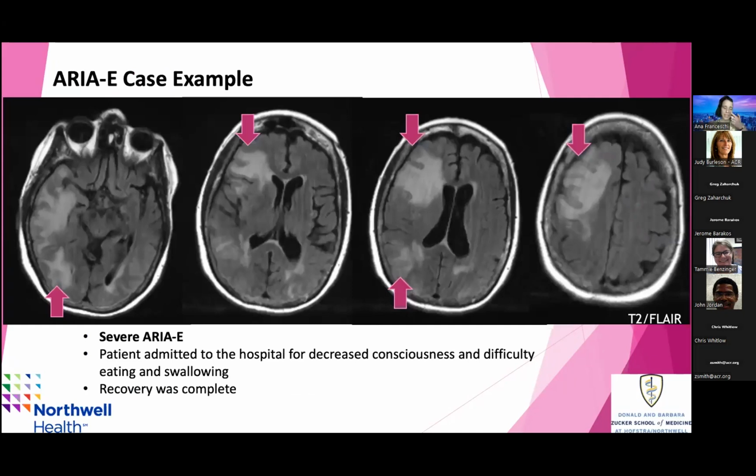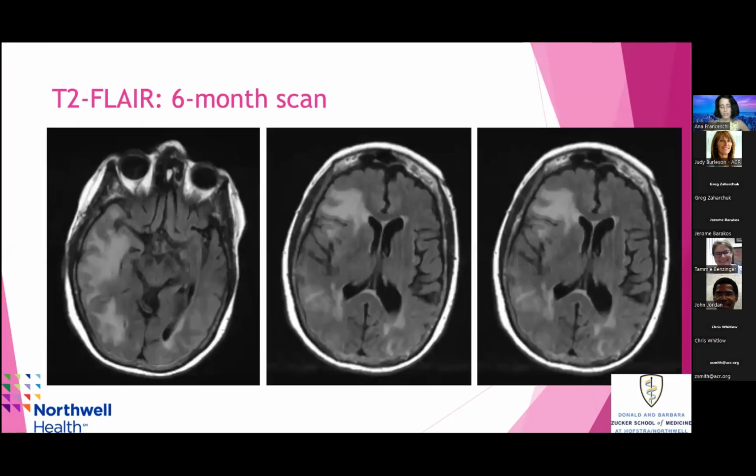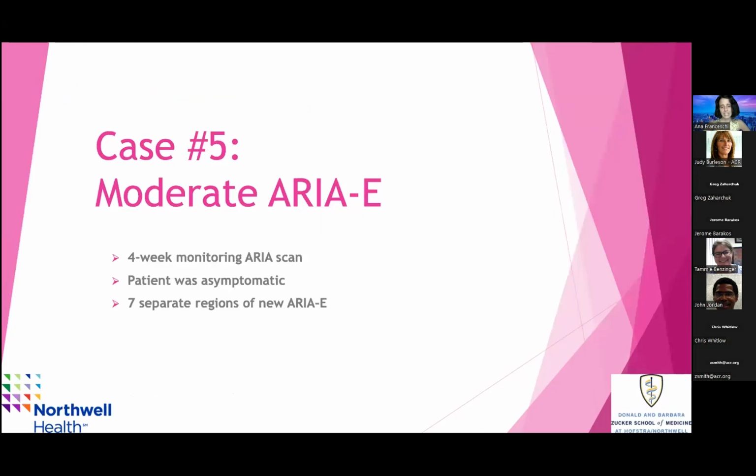So here's an example of this patient of the T2 FLAIR. And again, you can see that there are multiple areas in the bilateral cerebral hemispheres, and they did measure greater than 10 centimeters. I'll scroll through a few images just so you get a sense for the severity of these findings. And again, this patient ended up having a complete recovery.